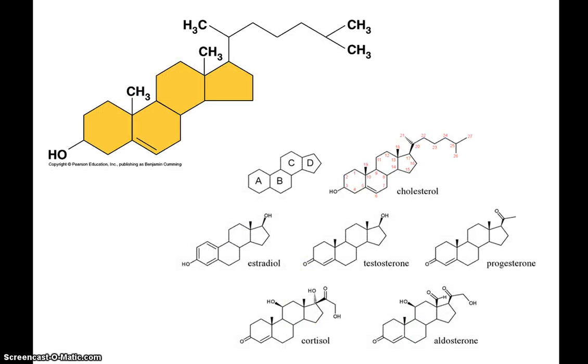Now, I said briefly that we would talk about steroids. And steroids are very closely related to cholesterol. So the diagram in yellow here is actually cholesterol. And you can see it's got this characteristic ring shape where we've got these 4 carbon rings.